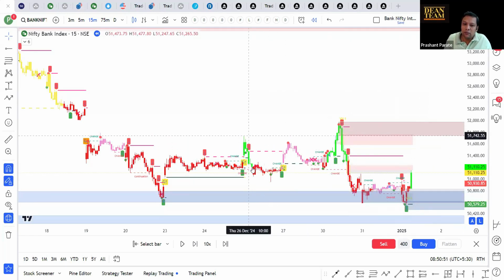But even if you don't understand that and buy here and hit a stop loss, again buy here, hit a stop loss, the third time if you buy and it gives 10 times reward, that is also a good trade. It's not a problem.